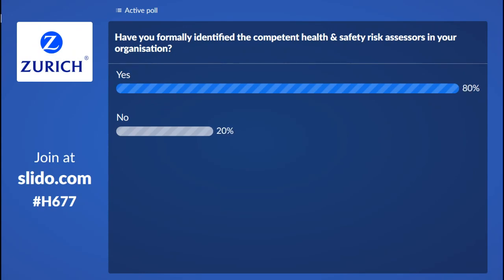5, 4, 3, 2, 1. We have an 80-20 split. So we have 80% of delegates on the line saying they have formally identified risk assessors, and 20% saying we haven't formally identified risk assessors. So obviously in terms of the 20%, it's making sure you do find out who they are.